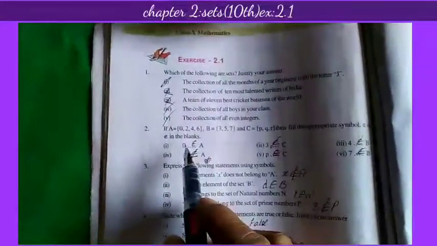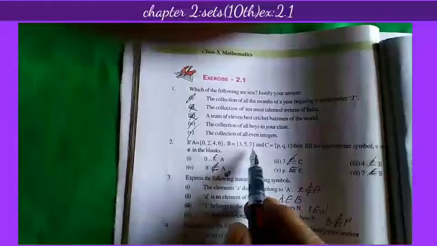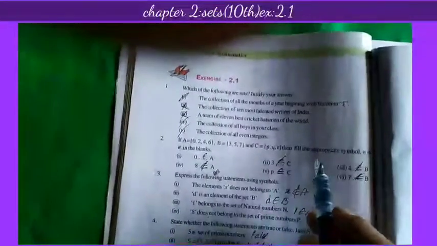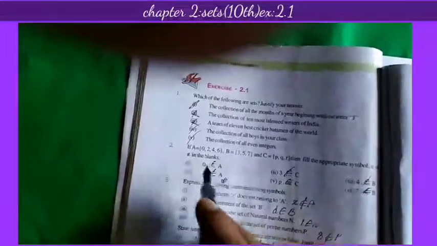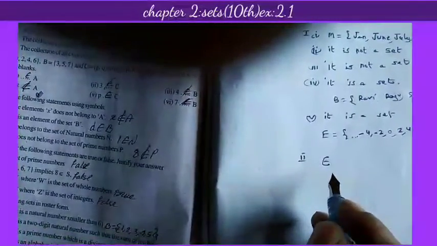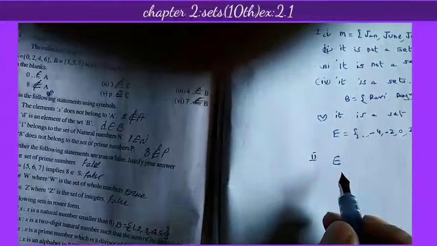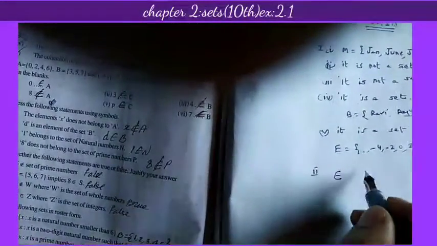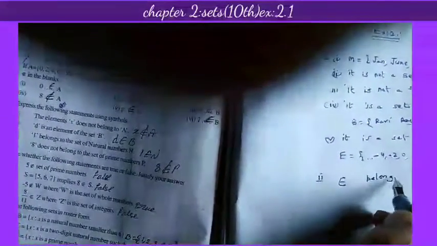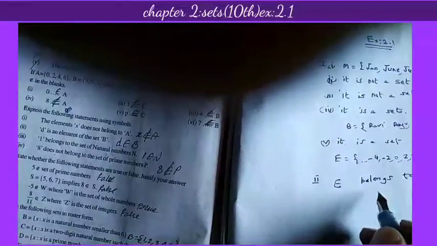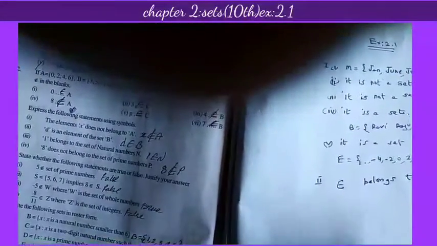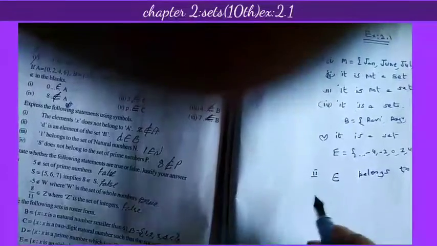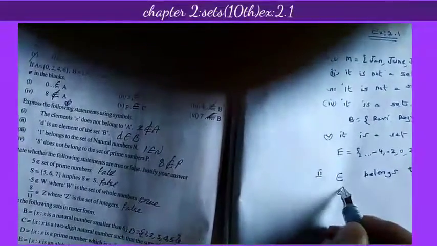Coming to the second question. If A equals the set of 0, 2, 4, 6, B equals the set of 3, 5, 7, and C equals the set of P, Q, R, then fill in the appropriate symbol, belongs to or does not belong to, in the blanks. We know the symbol belongs to. This is a letter from the Greek alphabet, called epsilon. We use it to denote belongs to. When the element is placed in that set, we write belongs to. When the given element is not in that set, we write does not belong to.